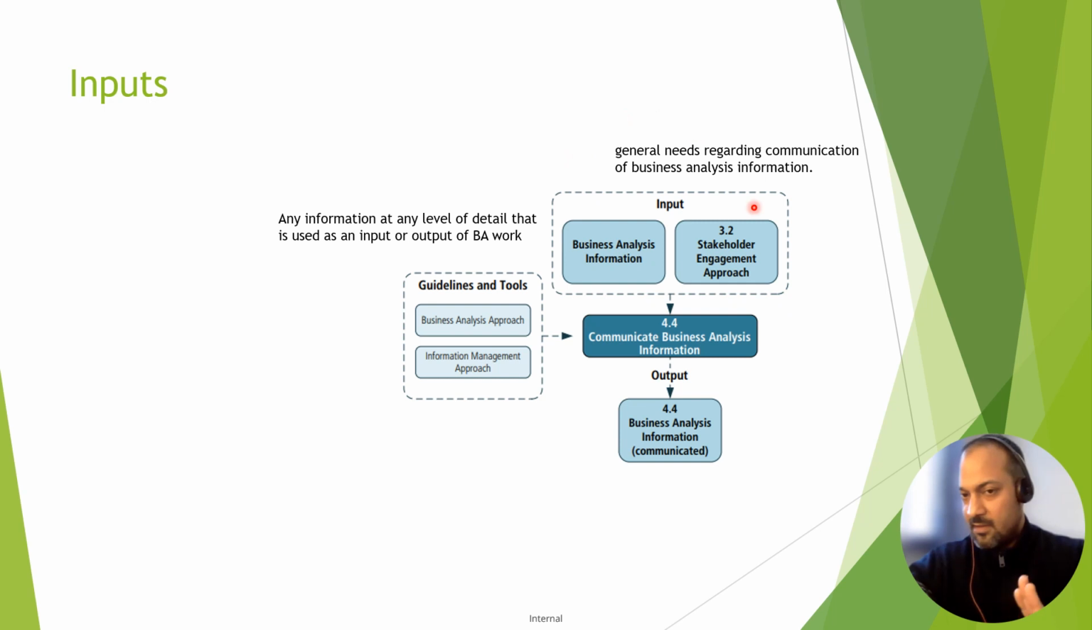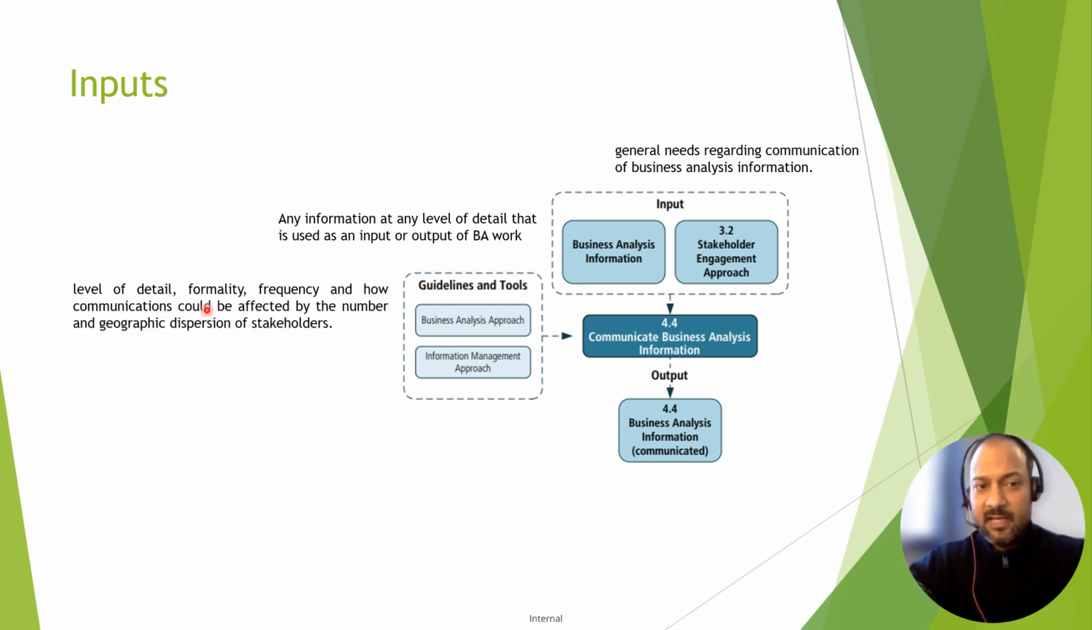Now you can remember when we were going through the session for the stakeholder engagement approach, that's the second activity of business analysis planning and monitoring. Here we have talked about communicating the BA information. We have also talked about the stakeholder communication, and there we talked about the style of communication. General needs regarding the communication of business analysis information, you get from the stakeholder engagement approach.